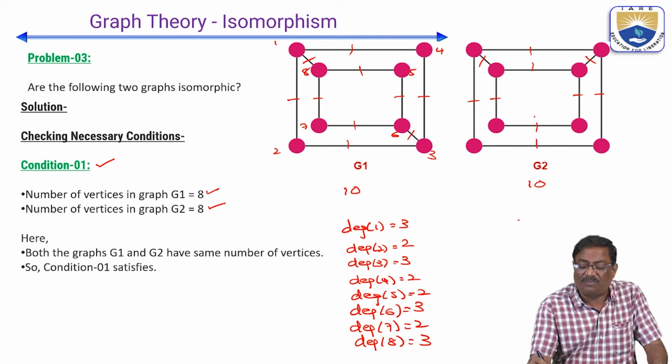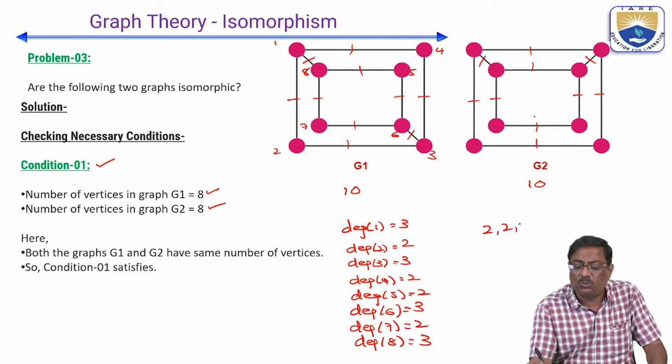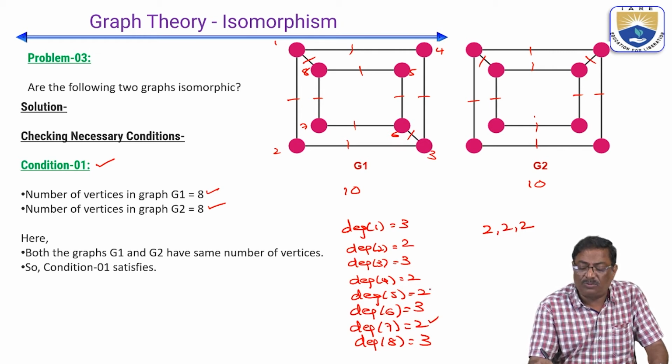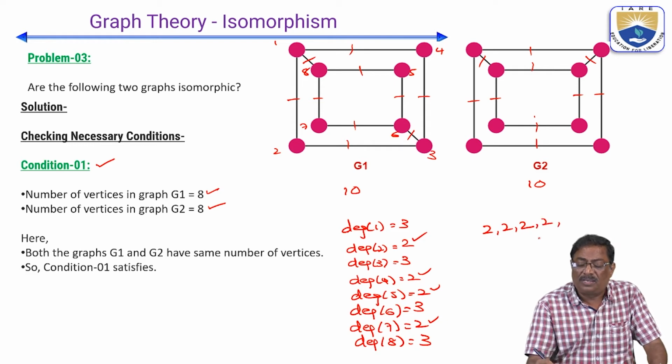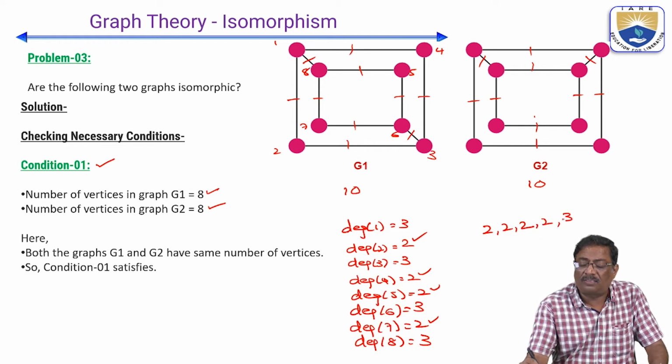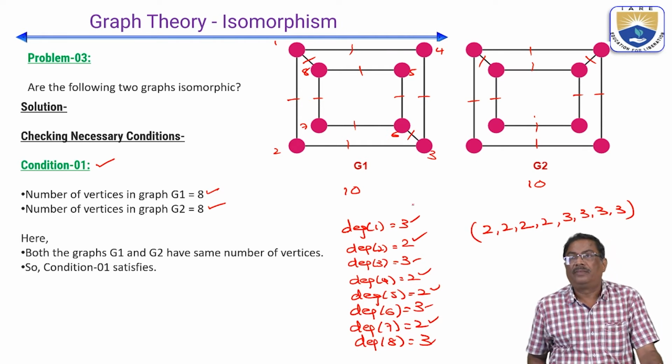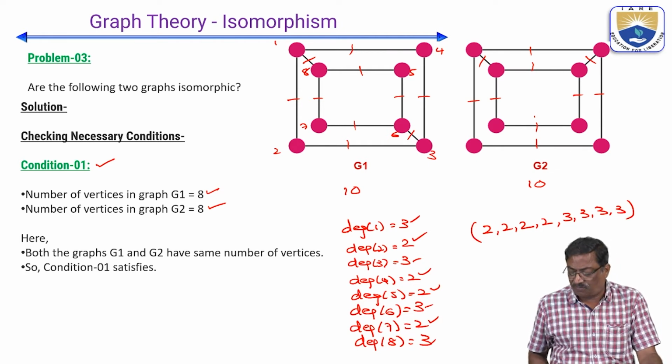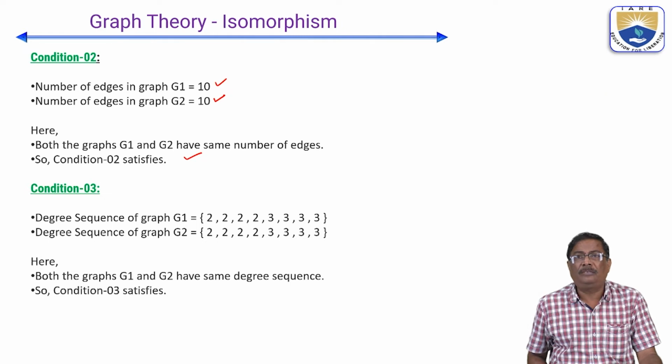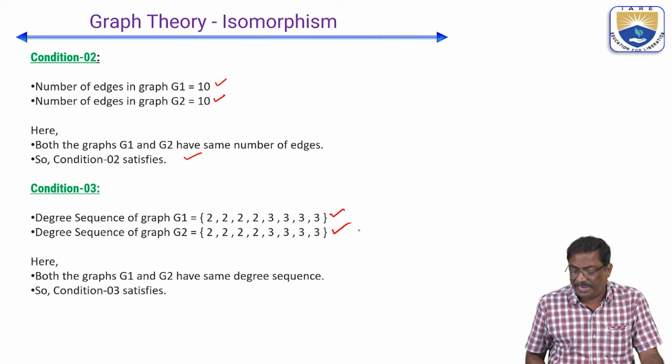So what is the degree sequence? In ascending order we are going to write: 4 twos, and the remaining 4 are 3. So 2, 2, 2, 2, 3, 3, 3, 3. This is the degree sequence of G1. Similarly, we have to calculate the degree sequence of G2, and both have the same degree sequence.